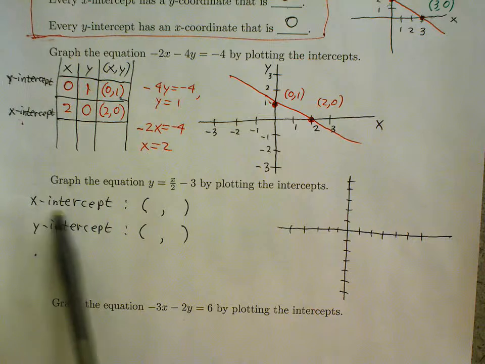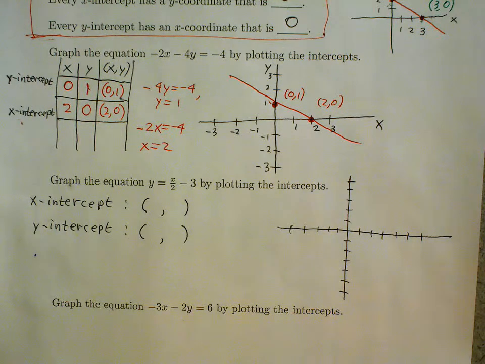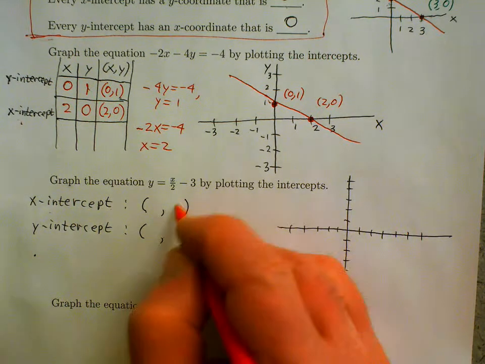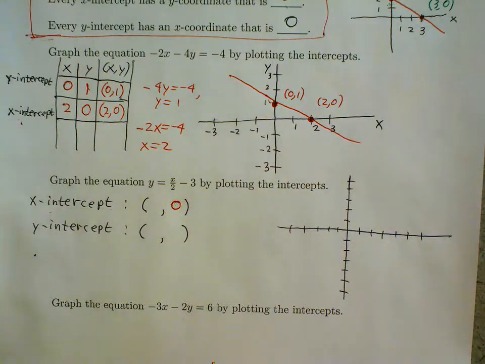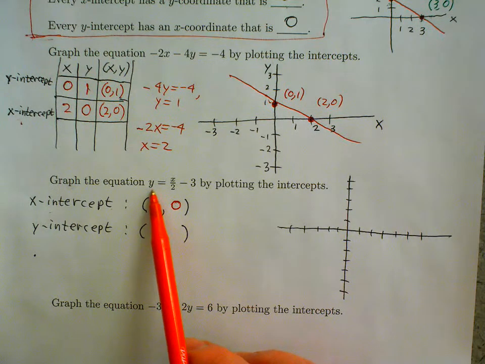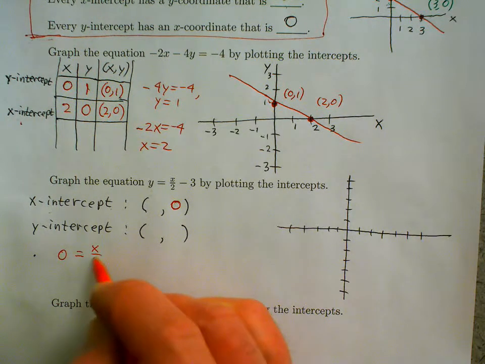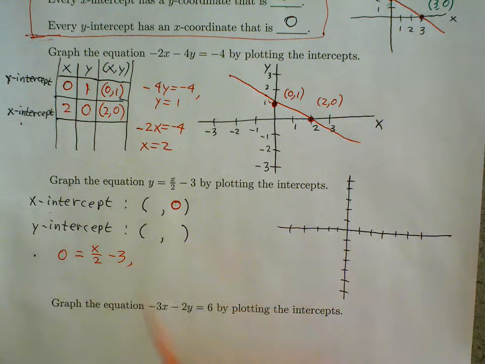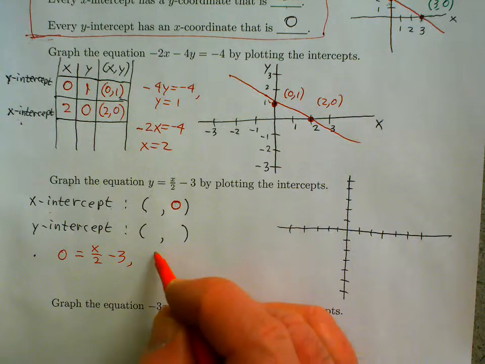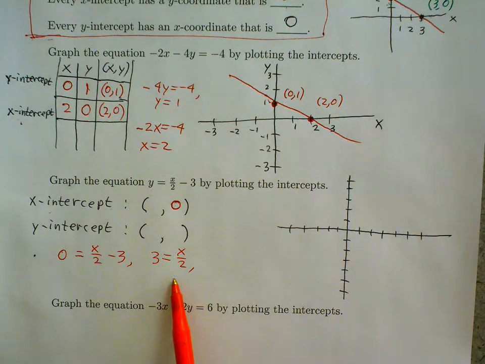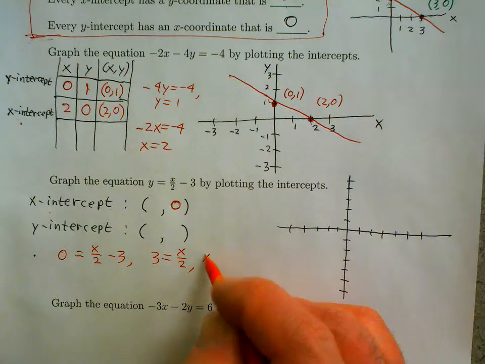If we start with the X-intercept, we remember every X-intercept has a Y-coordinate equal to 0. So replace Y with 0. 0 equals X divided by 2 minus 3, and solve for X. We can add 3 to both sides. We get 3 equals X divided by 2. Then multiply both sides by 2, we get X equals 6.